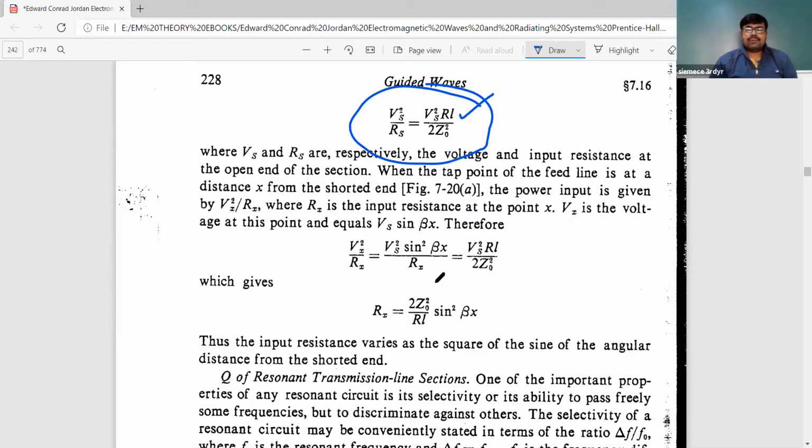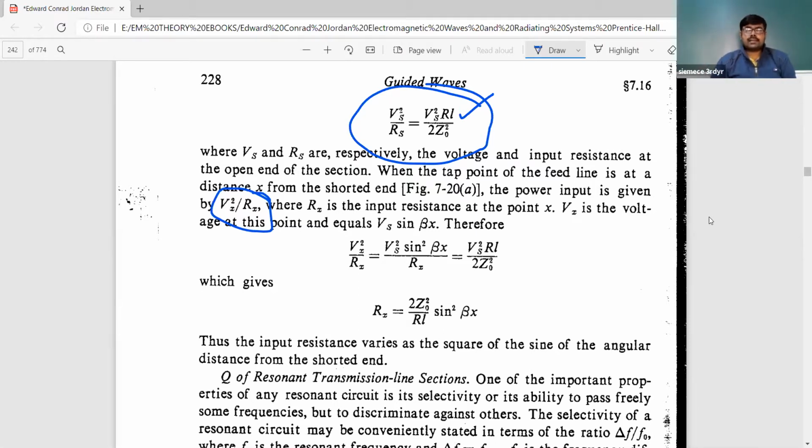When the tap point of the feed line is at a distance x from the shorted end, as in figure 7.20a, the power input is given by Vx square by Rx. Obviously, Vs will be replaced with the x parameter, giving Vx square by Rx, when we are specifying the case, where the line covers a distance of small x.